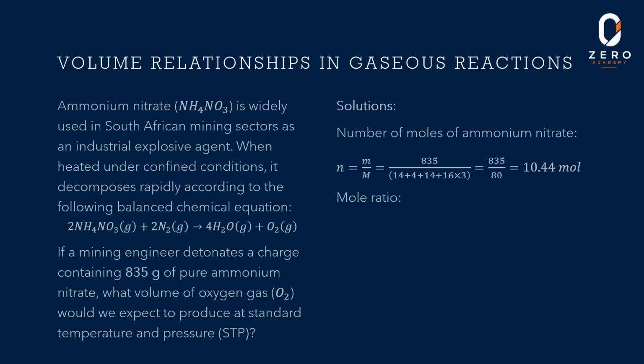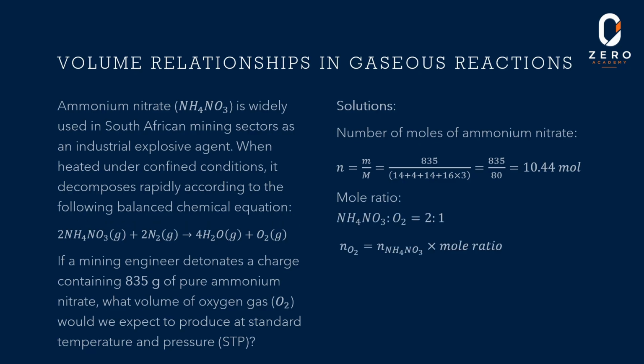Next, we're going to determine the mole ratio, and hence ammonium nitrate to oxygen, which is reactant to product, is 2:1. To calculate the number of moles of oxygen produced by the available ammonium nitrate, we're going to say number of moles of oxygen is equal to number of moles of ammonium nitrate multiplied by the mole ratio, 10,44 multiplied by 1/2, and that will give us a number of moles of oxygen of 5,22 moles.